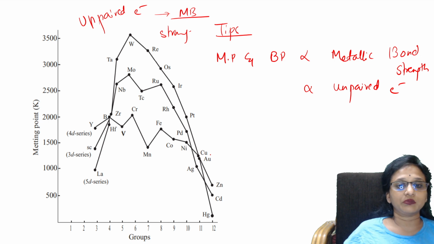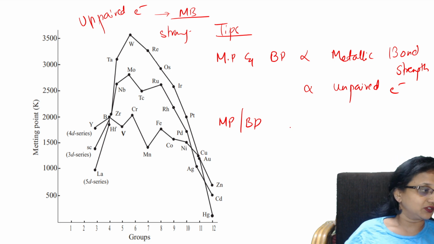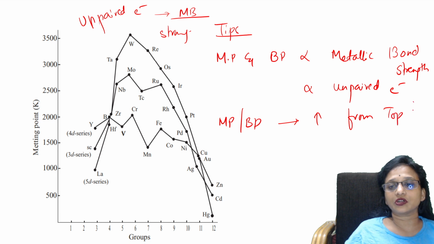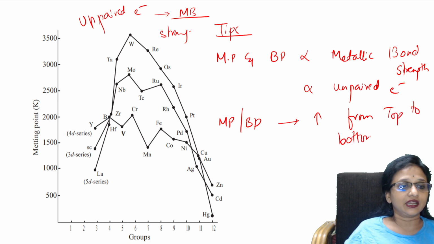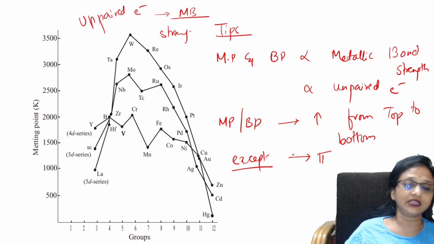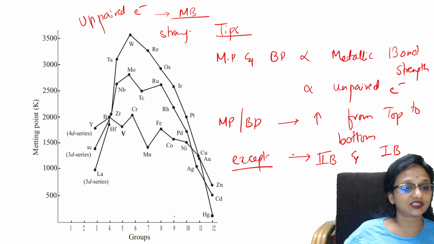Now, what to remember in the graph? Remember, students, melting and boiling point, if I see the graph, what is happening? It increases from top to bottom in a group, right? This is one trend which you should remember. Except, there are always exceptions, except in 2B and 1B, where it is not increasing because of contractions.